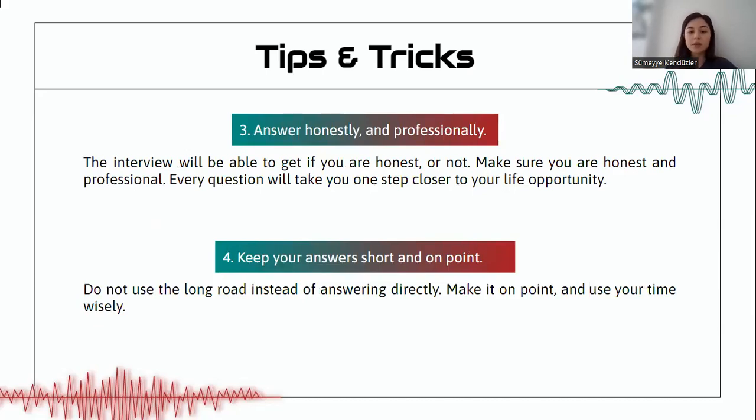And the fourth one is keeping your answers short and on point. If you explain yourself in very long sentences and very long paragraphs, it will be confusing, and you cannot explain yourself as you want to. So do not take the long road instead of answering directly. If they're just asking about your future goals, you should just answer this question. You should just talk about your future goals, not your past. So make it on point and use your time wisely, because this is also a good point.